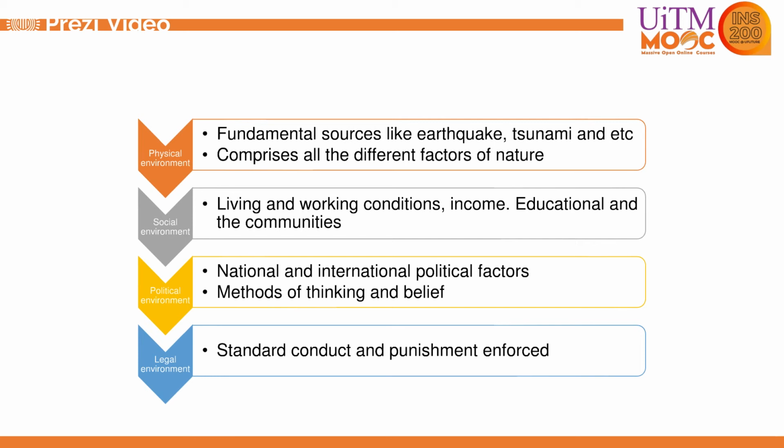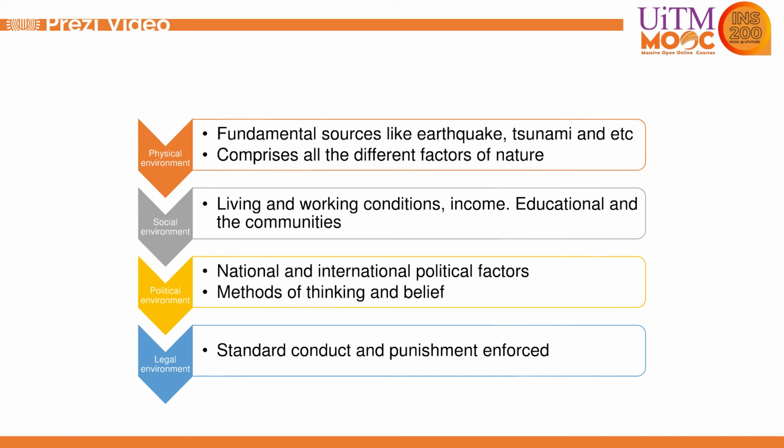The second one is social environment. Okay, this includes the living condition and the working condition of a person. Okay, not limited to that. It also involves a person income level, their education background, and also the community or the society that he live in. Okay, so all of these factors has a great effect to your health. Okay, for example, different social environment happen in the Europe, have contributed the wide disparities of health.